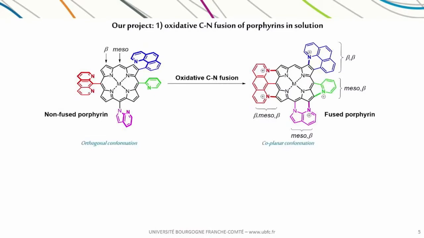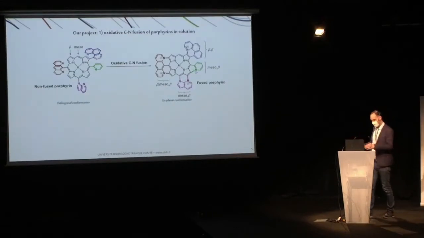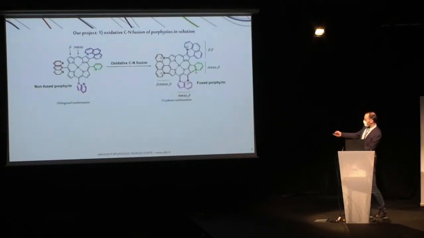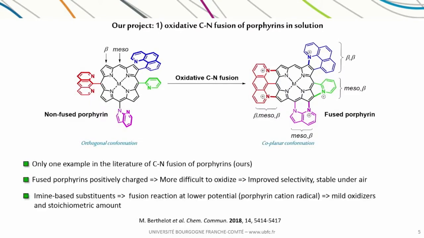So our project was developed first to try to make oxidative C-N fusion of porphyrin. So it's not carbon-carbon bonds, but only carbon-nitrogen bonds, which was not developed at the time. And so it is exactly the same principle. So we just add this nitrogen atom here on the periphery of the macrocycle, and we try to oxidize only the porphyrin to make these new bonds here. And you can see that this molecule is now coplanar, so fully planar, but also charged, so it's cationic.